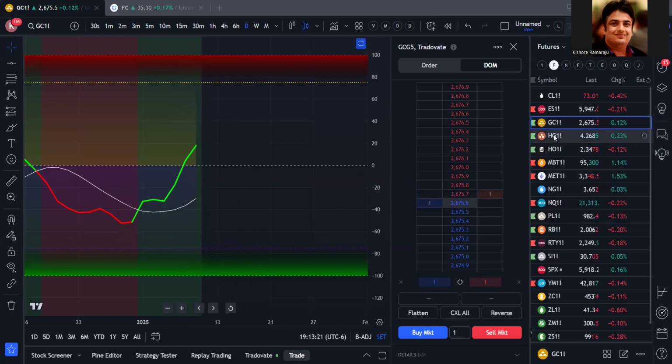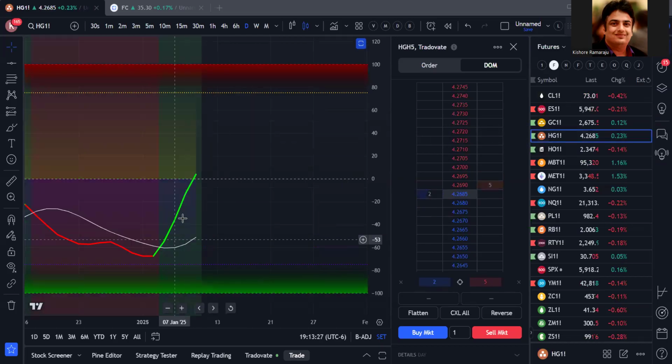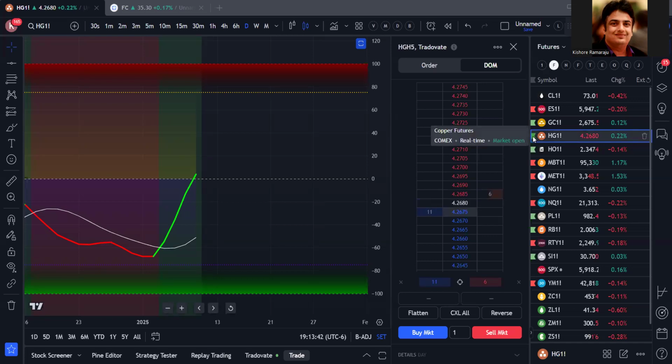Now I'll go to copper. Generally metals will be in the same direction. So what do you think about copper? HG stands for copper. Again, the same thing. Buyers are in full control. So again, I'll go and put a green dot there.